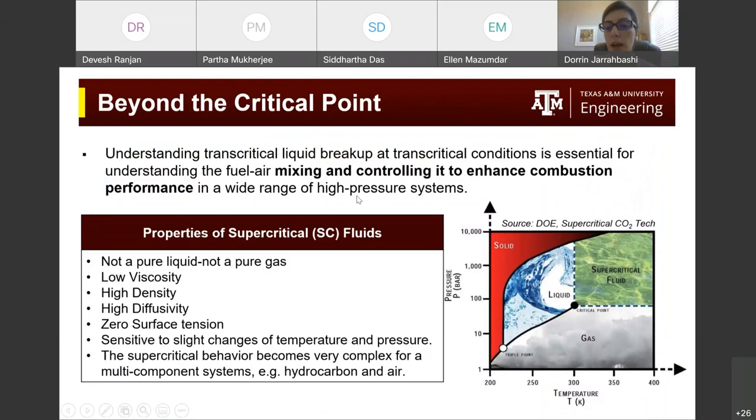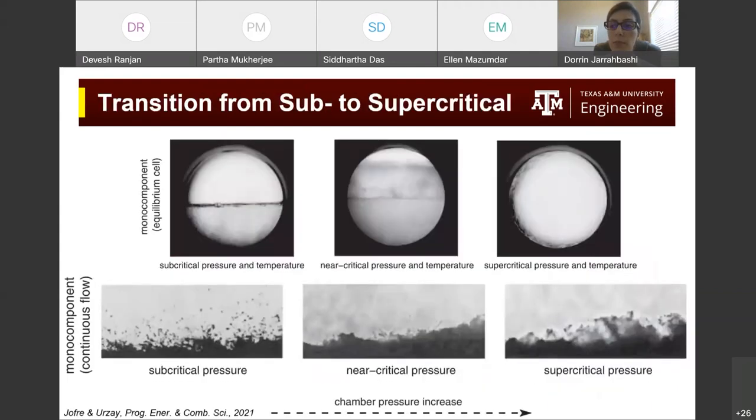Supercritical fluids have very interesting behaviors that really fascinated me when I started working in this area. A supercritical fluid is not a pure liquid and not a pure gas. It has a low viscosity like a gas, but a high density like a liquid. In addition, it has a high diffusivity and zero surface tension if it reaches the critical point for a monocomponent system. They are highly sensitive to slight changes of temperature and pressure, especially close to the critical point. When it comes to multi-component systems such as hydrocarbon and air in a combustor, the supercritical behavior would be very complex.